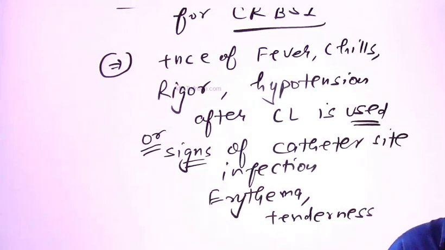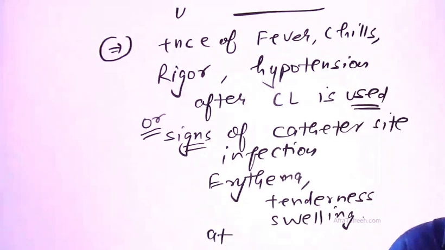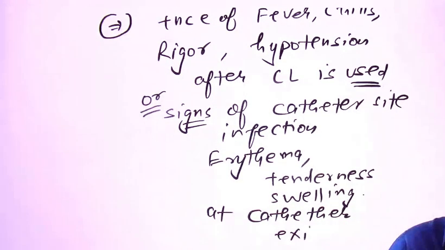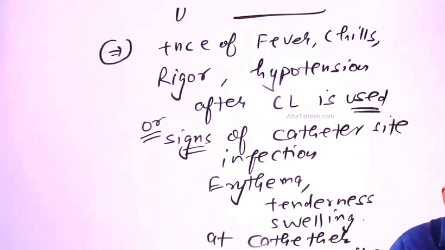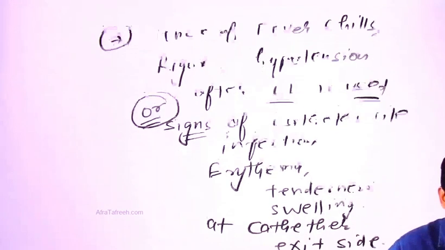Okay, so there is erythema, tenderness, swelling at the catheter exit site. Fine. So basically it is defined by two things: either the presence of fever, chills and rigors, hypotension after the central line is being used, or the signs of catheter site infection like erythema, tenderness, swelling at the catheter exit site. That is the clinical criteria.